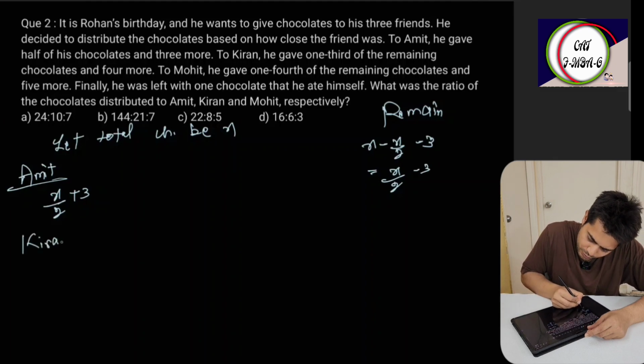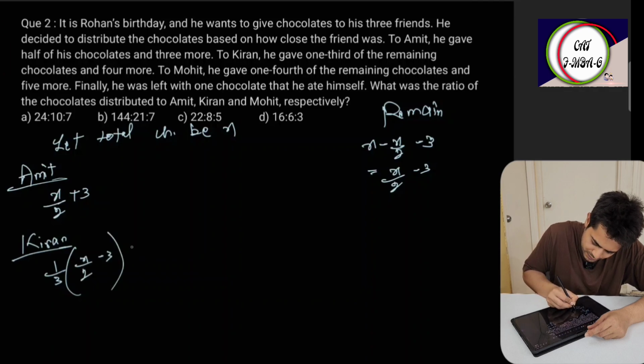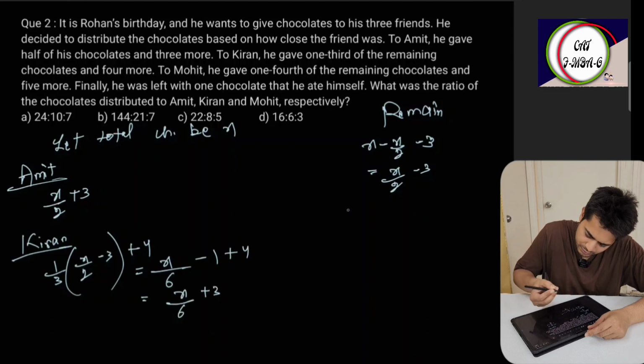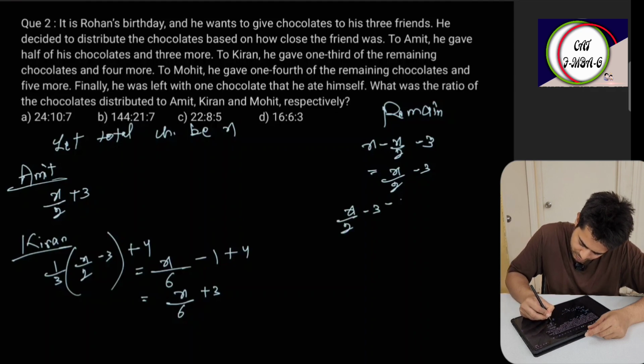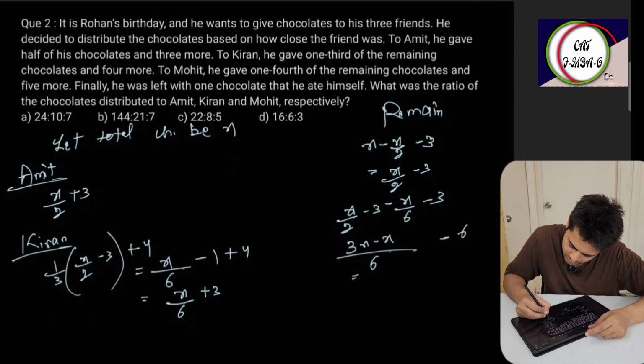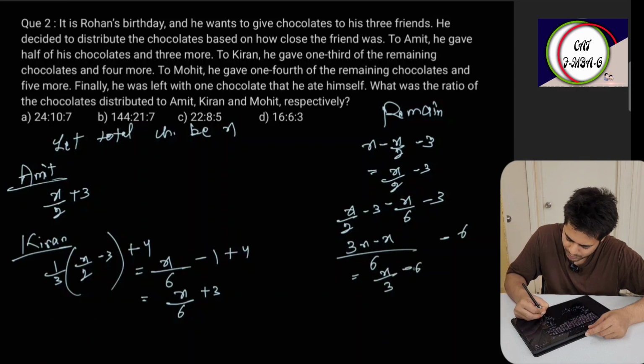Okay. Then to Kiran, he gave 1/3 of the remaining chocolates and 4 more. So this is X by 6 minus 1 plus 4. This is X by 6 plus 3. Then how much is remaining? X by 2 minus 3 minus X by 6 minus 3. If you take 6 common, so 3X minus X minus 6. So this is 2X by 6. So X by 3 minus 6.